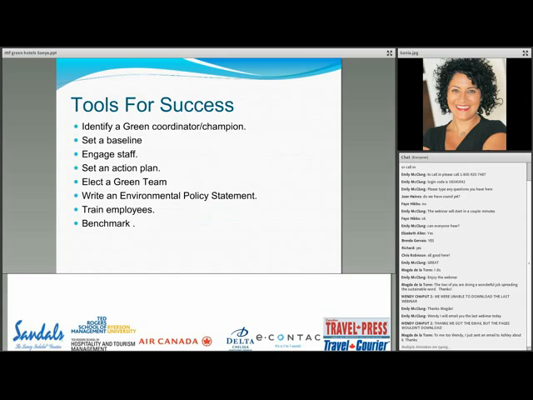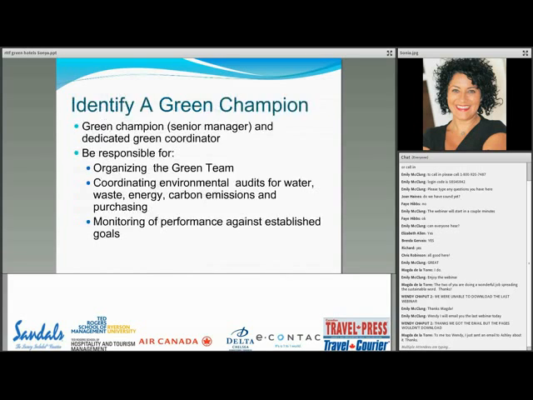So, tools for success. Again, this is all laid out in this Green Hotels Guide on how to begin this. How do you start this? What do I do to even get this going? And in terms of the different tools, the focus really is this idea of identifying a green champion. In all my experiences dealing with different hotel chains in different parts of the world and different facilities, there really is this idea of a green champion.